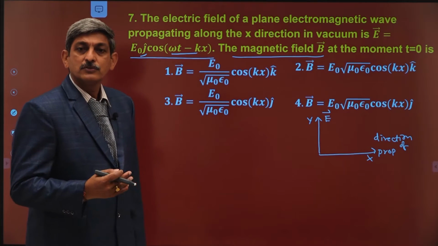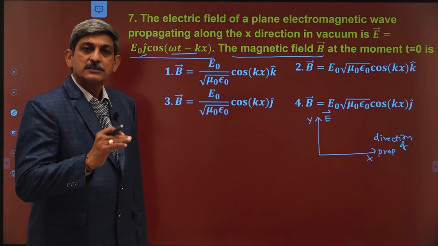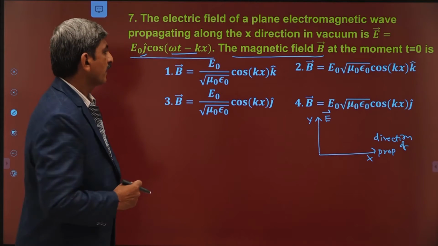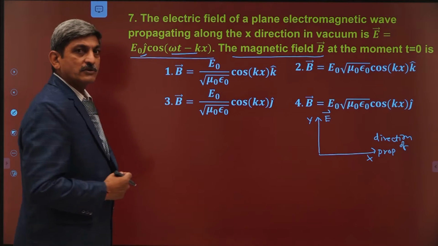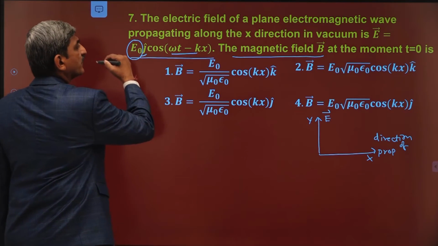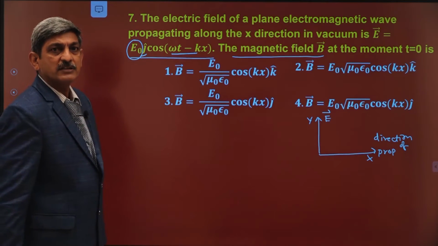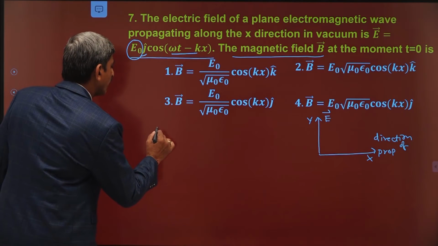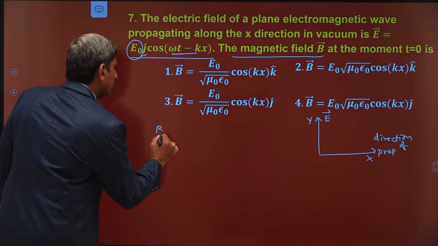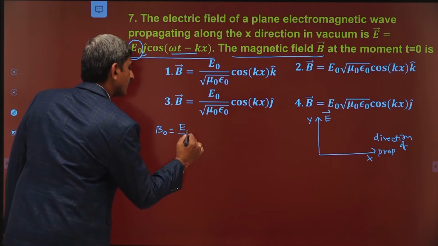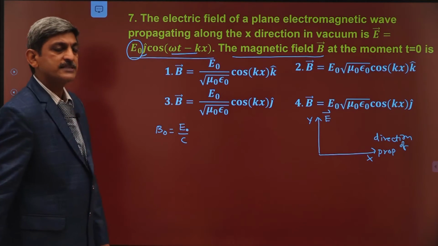We want to find out the magnetic field vector. For that we have to determine the strength of the magnetic field and also the direction of the magnetic field. Here the amplitude of the electric field is already given. By using that we can determine the magnitude of the magnetic field by using the formula B naught is equal to E naught by C.